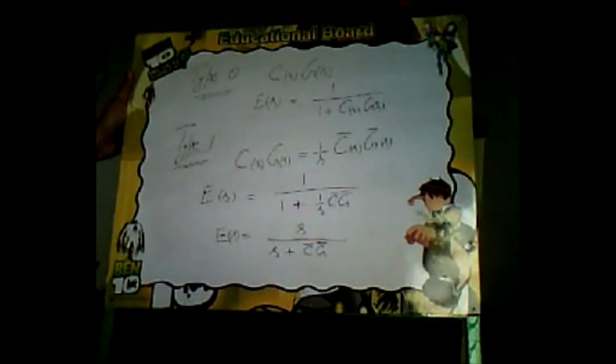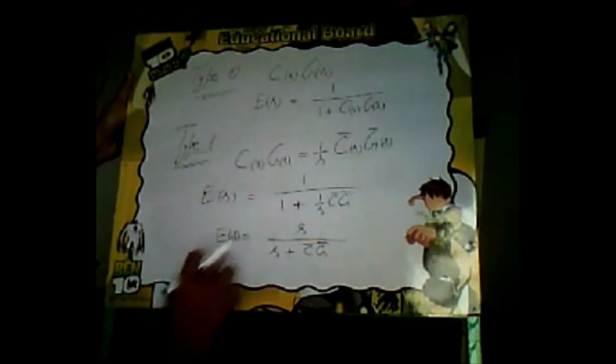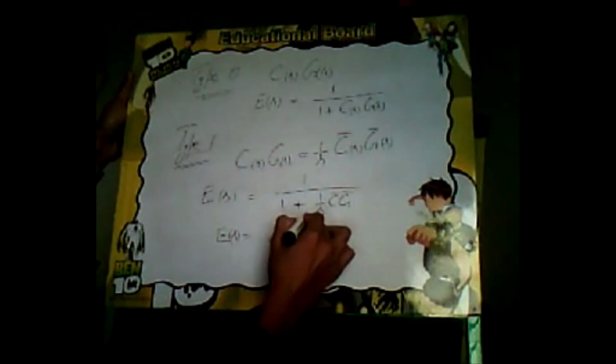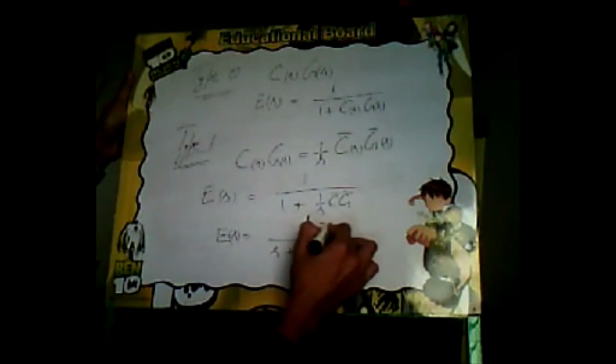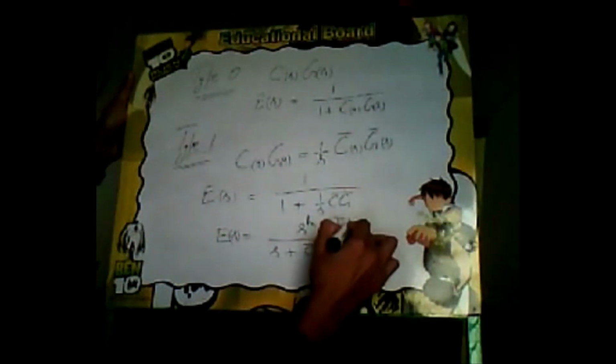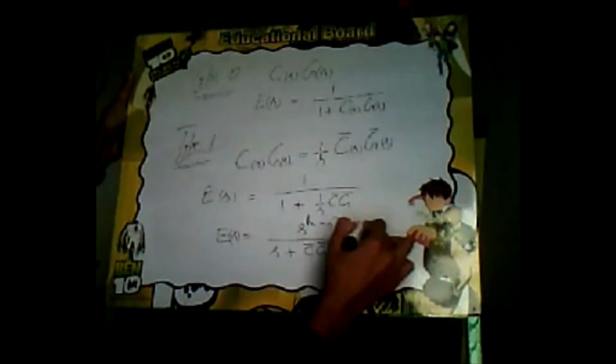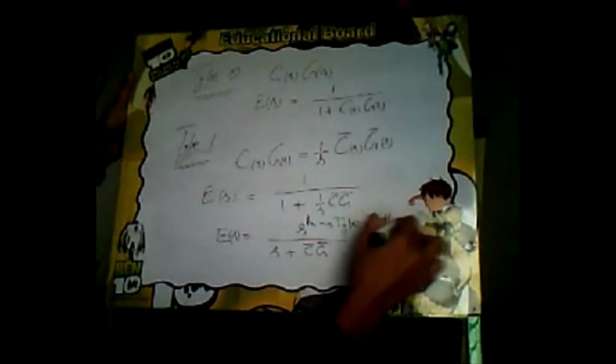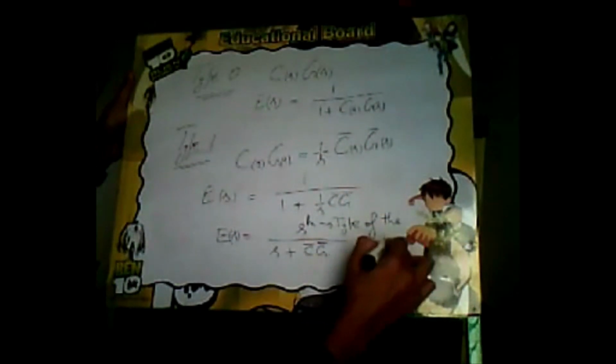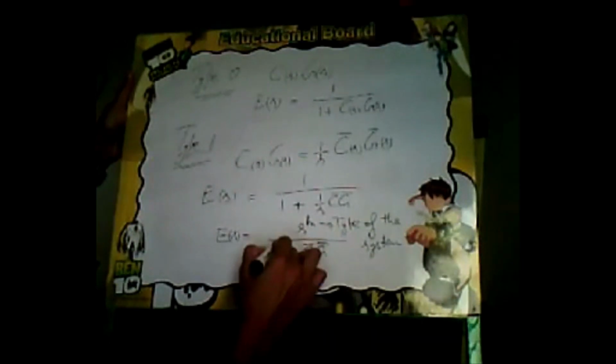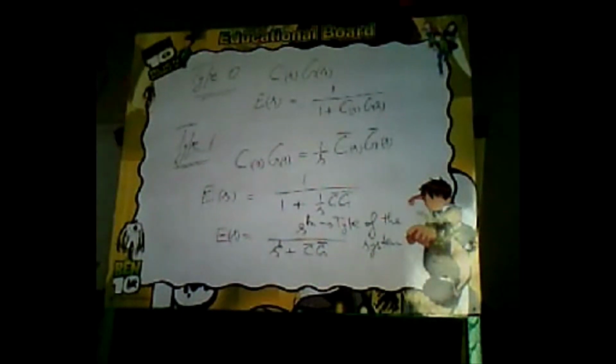So in general, error will be s to the power k over s to the power k plus c bar g bar, where k is the type of the system. Okay, type of the system, and this will also be s to the power k. So k is the type of the system.